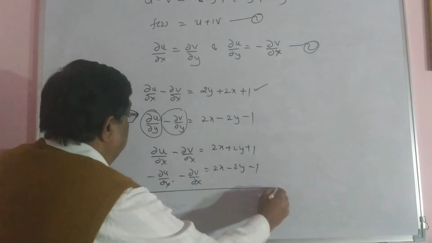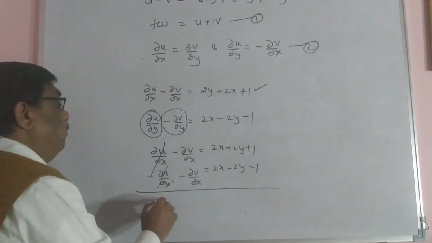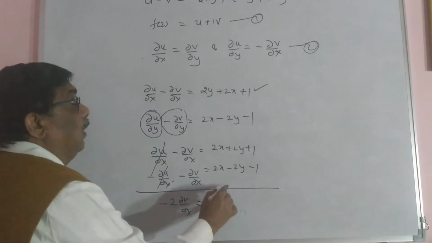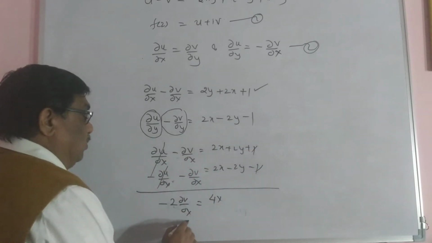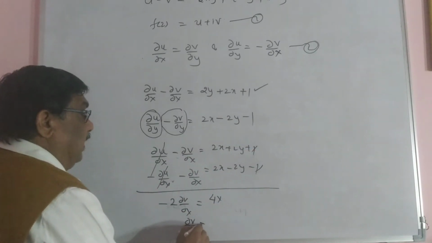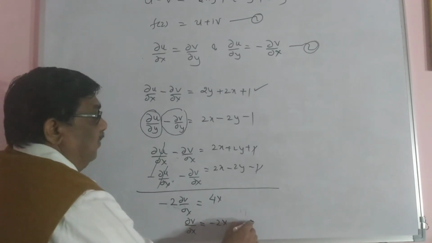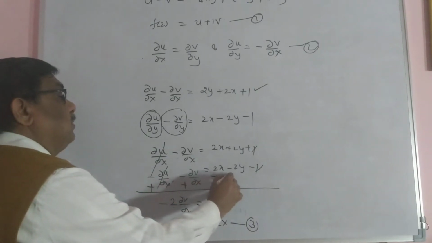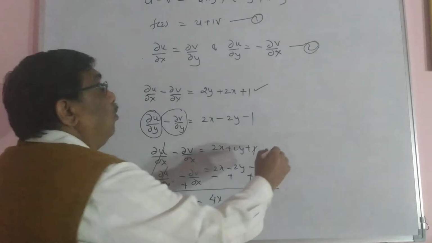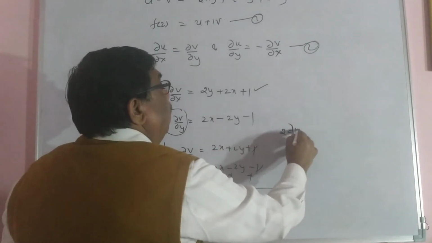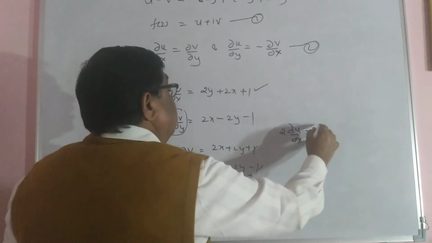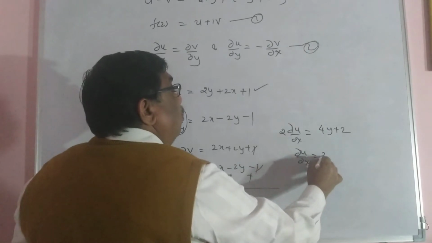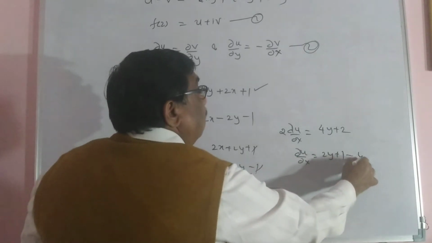Just add this. If I add it, it cancels. Minus 2 ∂v/∂x equal to 4x. Y cancels, even this cancels. So ∂v/∂x equal to minus 2x. Call this equation number 3. And when I subtract it, so plus, plus, minus, plus, plus. So 2 times ∂u/∂x equal to, x cancels, 4y plus 2, and ∂u/∂x is equal to 2y plus 1, equation number 4.